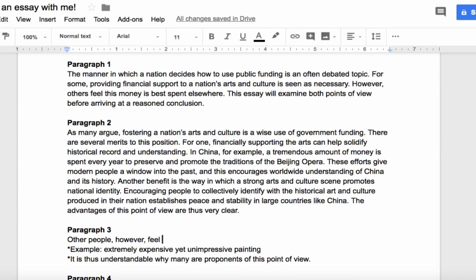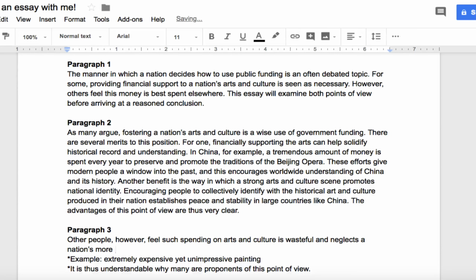So we're saying that government spending on arts and culture is wasteful, and I was going to use the example of that painting from my home city. So other people, however, feel such spending, okay, and once again, these little bells and whistles show your examiner that you're able to write with a sense of cohesion. So such spending is with reference to the spending that we've been talking about earlier. So on arts and culture, such spending on arts is wasteful, let's say, and neglects a nation's more pressing needs. Okay, so other people, however, feel such spending on arts and culture is wasteful and neglects a nation's more pressing needs.